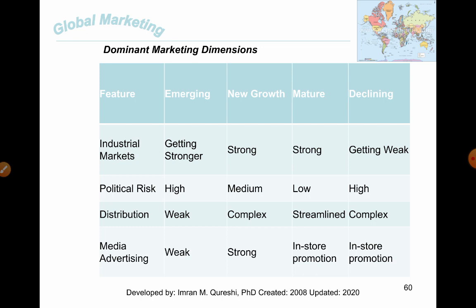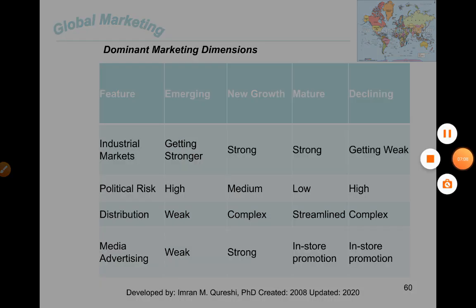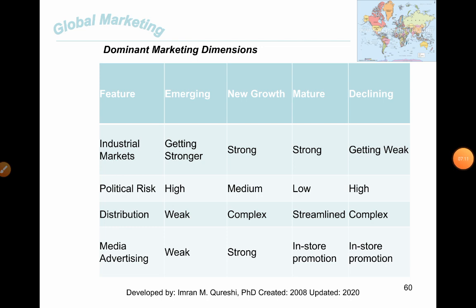Political risk in emerging markets would be high. In new growth, it is medium. In mature, it is low. And in declining market, it might become higher as well, depending on, well, this can change from country to country. Okay, so in industrial markets, in declining might be getting weaker.